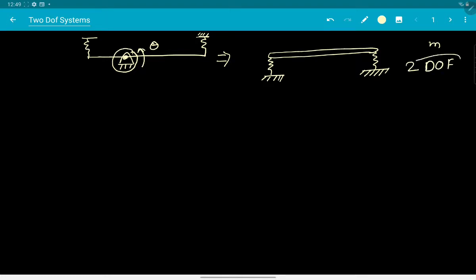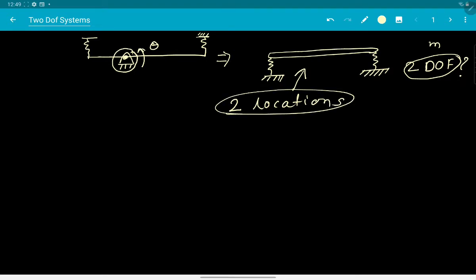What do you mean by it has 2 degrees of freedom? It means that in order to completely explain the displacement of this bar, you need displacements at any two locations. So any two displacement informations are required, which can be, let's say, x1, the displacement at this point, and x2, the displacement at this point.